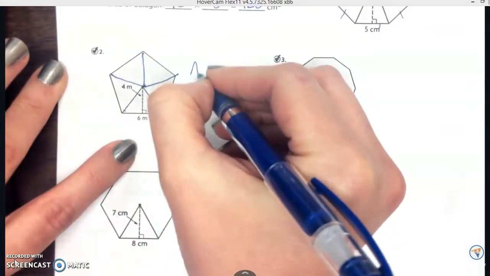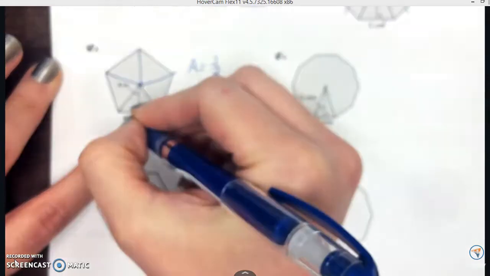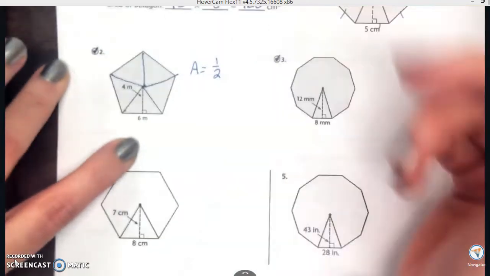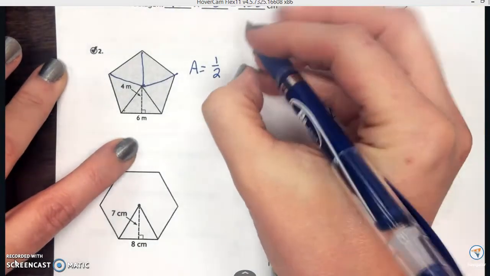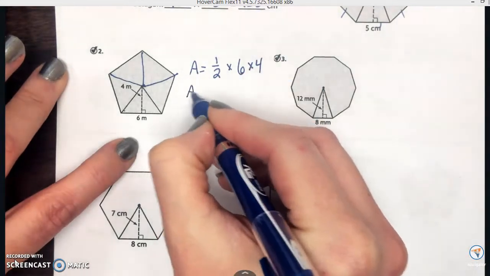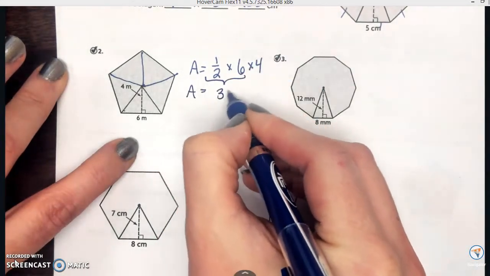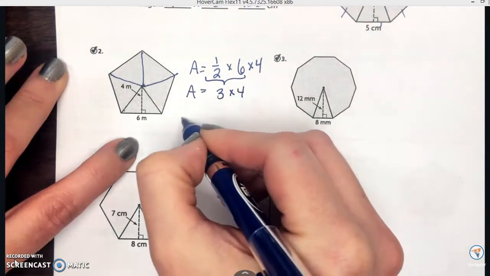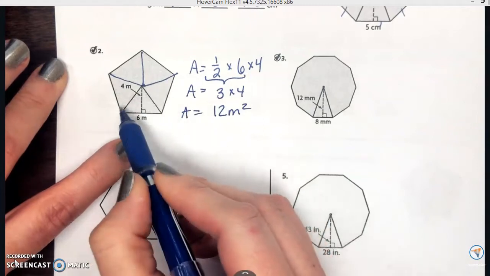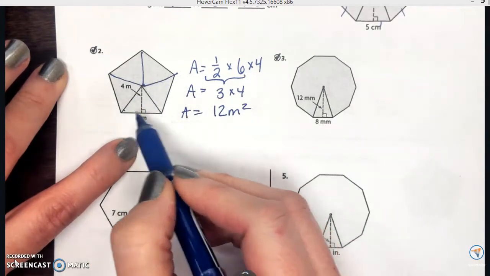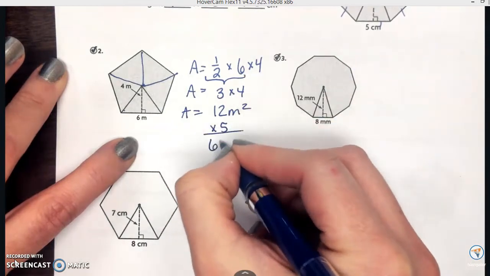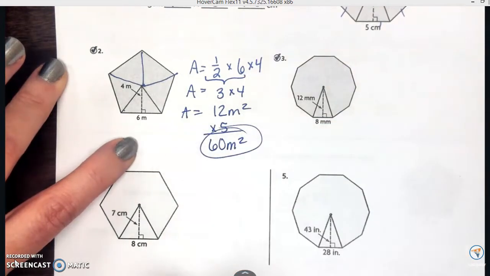I'm going to find the area of the triangle that they give me information for first. So half of 6 times 4. Half of 6 is 3, and 3 times 4 is 12 meters squared. Now remember, that only takes care of that one triangle, but there's a total of 5 triangles here. So I take that 12 and multiply by 5 to get 60 meters squared.